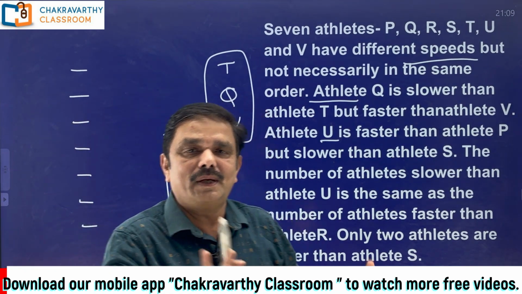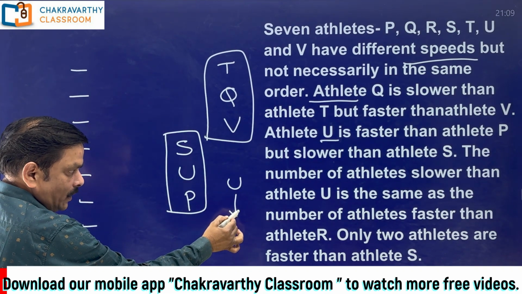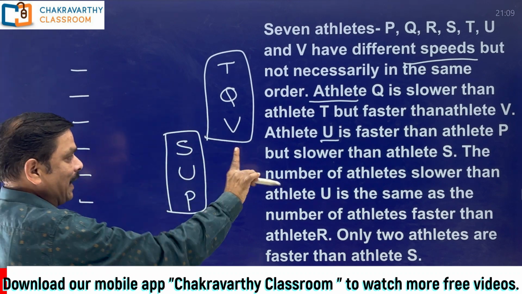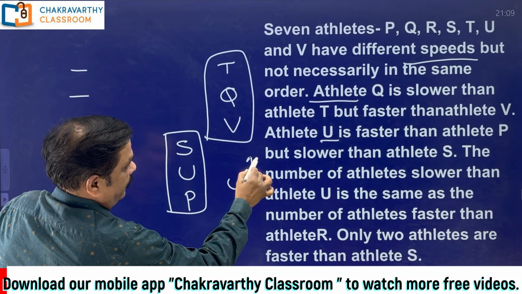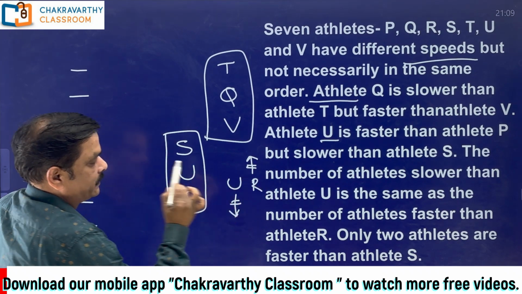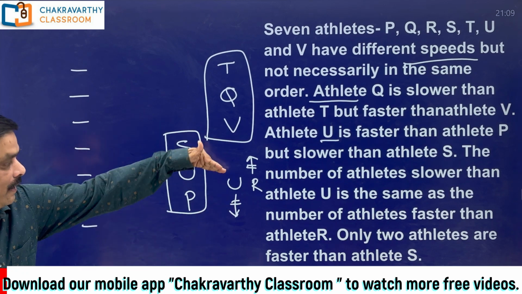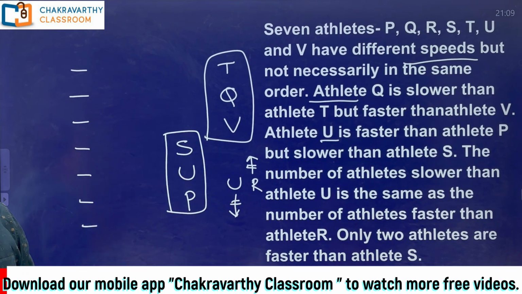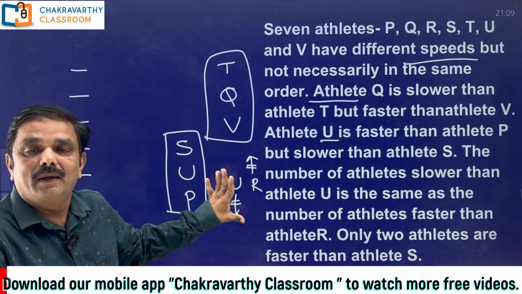How to remember this one? Simply do like this: the number of athletes slower than U is the same as the number of athletes faster than R. Both are the same. These two numbers are the same. Just for your understanding, write it like this: number of athletes slower than U equals number of athletes faster than R. Keep it in mind.